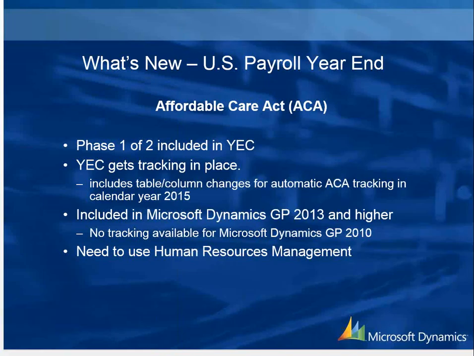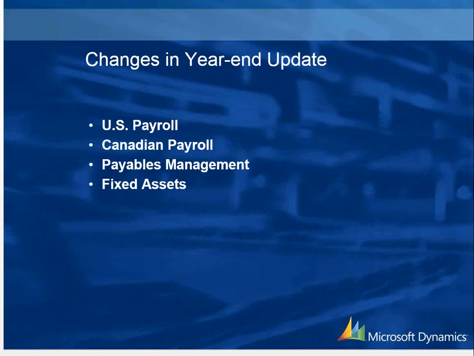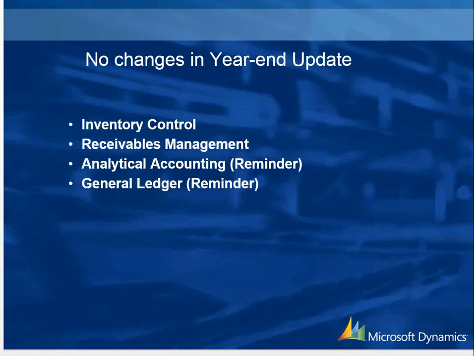And then the last thing I want to spend a little time talking about is that Microsoft released this document, and again, I'm going to be sending this document out to anybody who requests it. It goes through some specific changes that need to get highlighted for 2014. The changes were made in the following modules: U.S. payroll, Canadian payroll, the payables management, and the fixed assets module all have some slight changes to what has been historically done. So you're going to want to review the details on this before you proceed too far. No changes were made to inventory, receivables, and a couple of reminders to go through for analytical accounting and general ledger, but for those it's been the same steps and the same results all the way through.